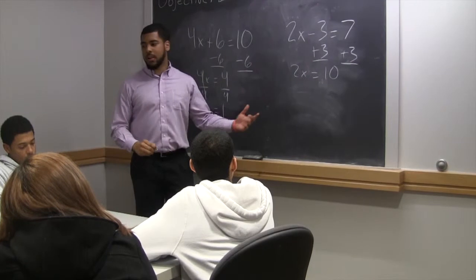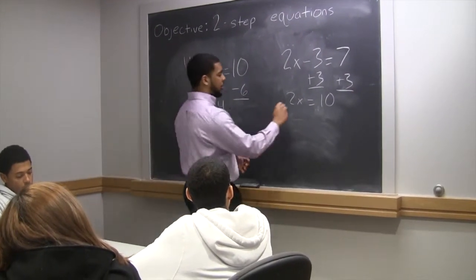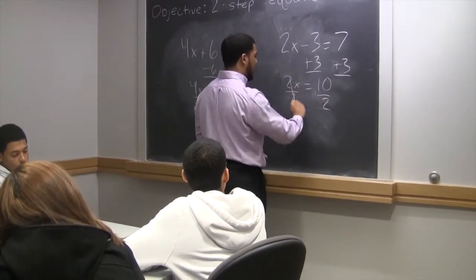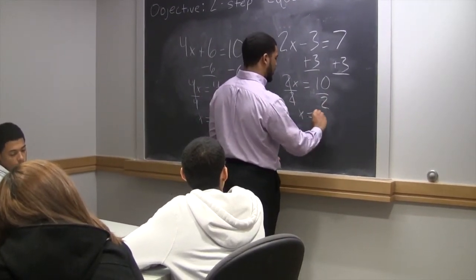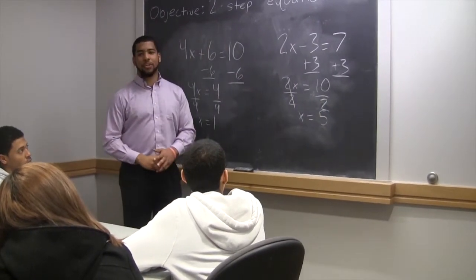And Perla, what's going to be our last step? Divide both sides by 2. Divide both sides by 2. So now we do our math again. x is going to be equal to 5. And that's how you do two-step equations.